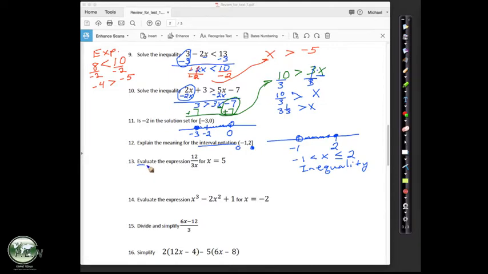Evaluate the expression. What does it mean to evaluate? Well, it's not really an expression with an equal sign, it's an equation. The equation's over here, and this is telling us that x is equal to 5. The expression they want us to evaluate is this part here. So they want us to take 12 over 3x, and what do they want us to do with it?